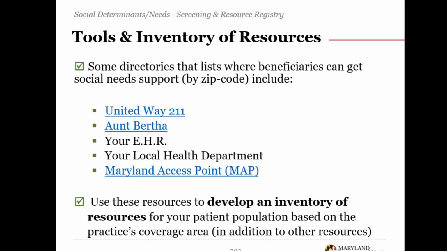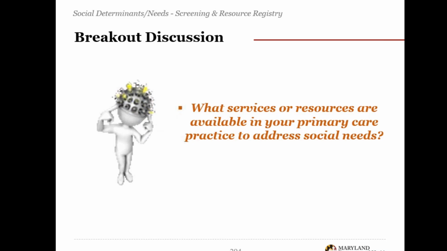Of course, your electronic health record, your local health department, Maryland Access Point. You can always keep up with some of these new programs, like I discussed, and also develop a virtual binder of resources and share it with your staff. And that's basically the last point. What services or resources are available in your primary care practice to address social needs? Has anybody created a resource binder? I see a couple of nods. Anything on top of those resources on your list?